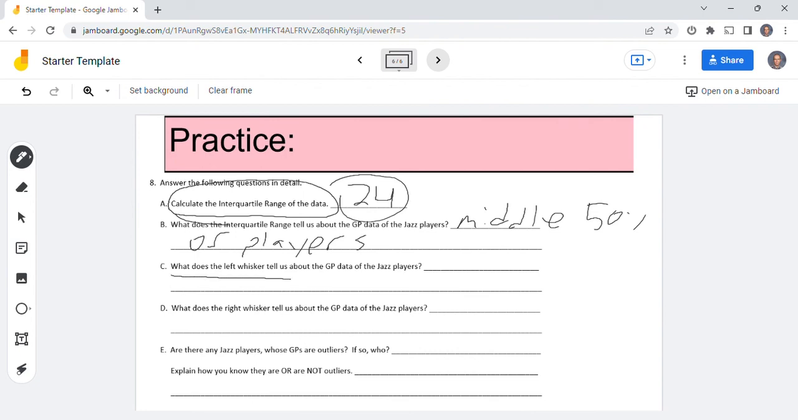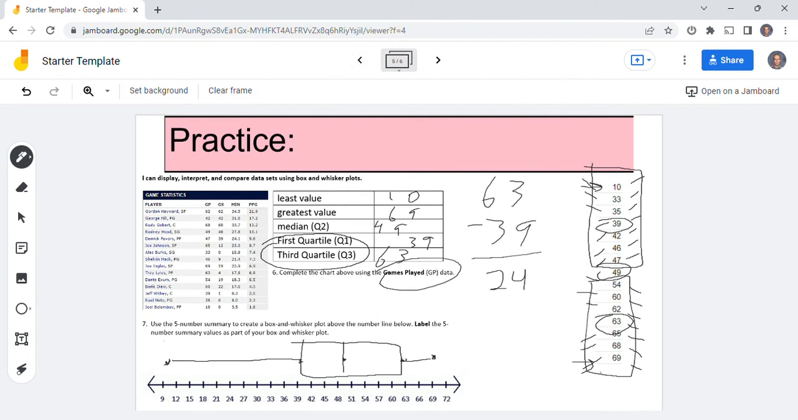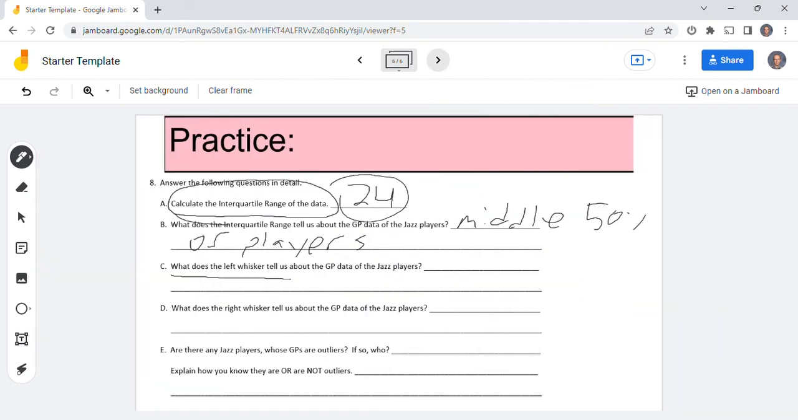All right, the left whisker, what does that tell us about the games played data? The left whisker goes from 10 to the first quartile, from 10 to 39. And we know that 25% of the players fit in that category. So we would say the lowest 25% of players were between 10 and 39 games played. That would be the sentence that I would put right here.